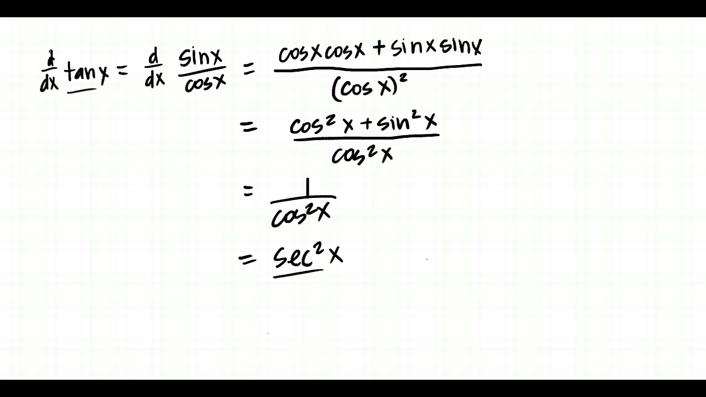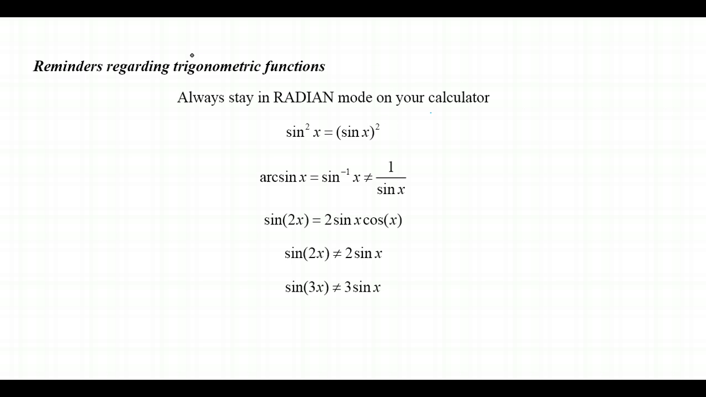And you can imagine the same is going to apply if we rewrite cotangent x as cosine x over sine x and apply the quotient rule. And now here are some reminders regarding the trigonometric functions. The first is to always, always, always stay in radian mode on your calculator.